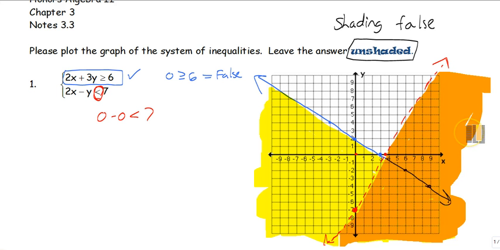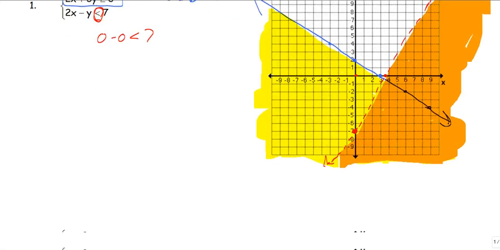So there we are. I just did 2 lines, a system of inequalities, and our solution to both is this unshaded area right here. That's why we say shade false, because now I can clearly see what the correct answer is. The correct answer is right here, these constraints right here. So that is how you do that. Let's do one more, and then you guys are done for the day.